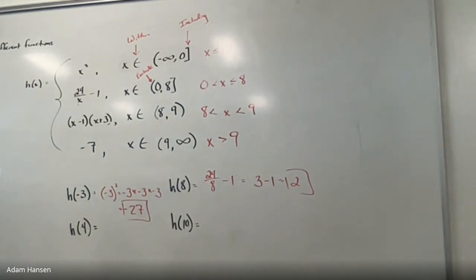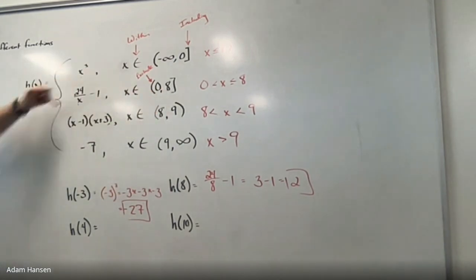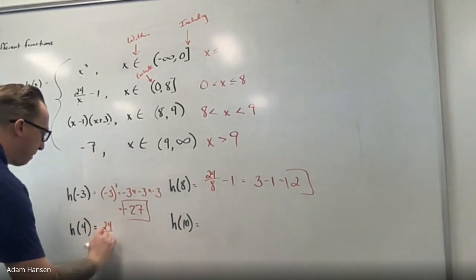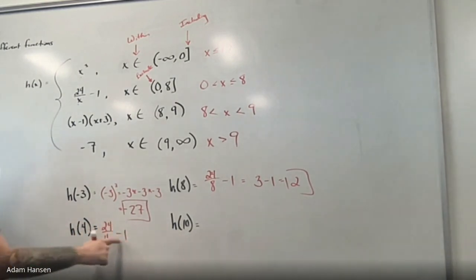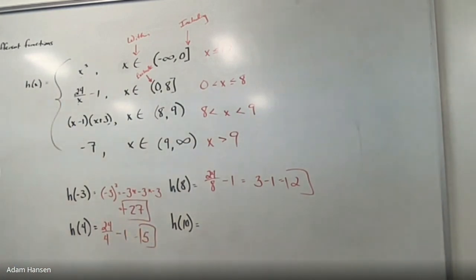All right, let's talk about the last two here. I think we are doing good. It just takes a little bit of practice and making sure we're doing order of operations correctly. Which interval does 4 fall within? Row 2. 4 is within 0 to 8. 24 divided by 4, minus 1. That's 6. 6 minus 1 is 5. Good. I think everyone got that one just about right.